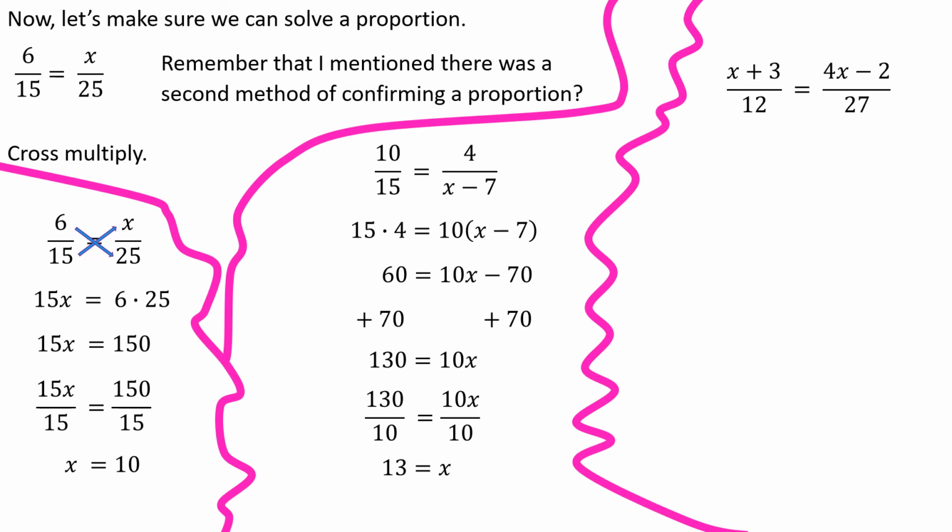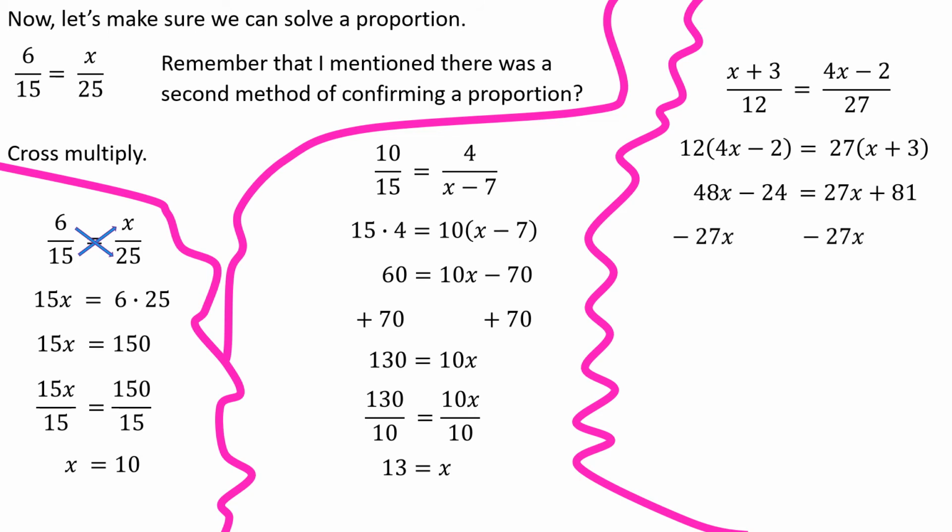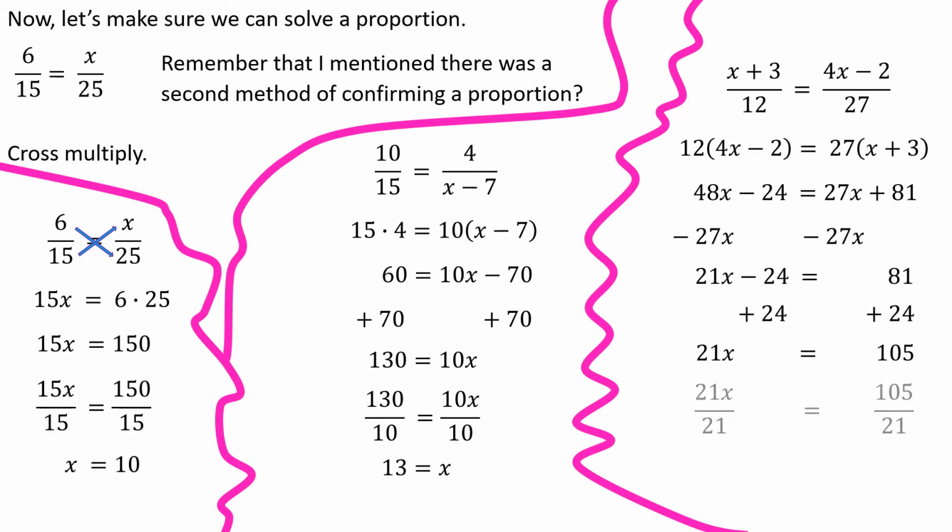Ooh, we got x's all over the place. This is getting even more fun. Cross multiply. Distributive property. Now we're going to want all the x's on one side and all the plain old numbers on the other. I might decide to move the x's first. Move the numbers second. I don't really want 21 times the value of x. I just want the value of x. Divide by 21. Ta-da! X is 5.